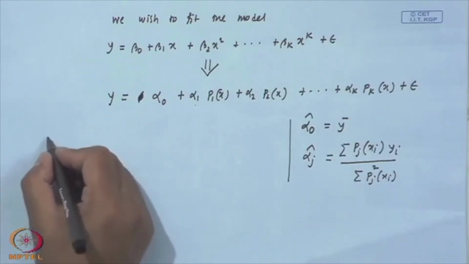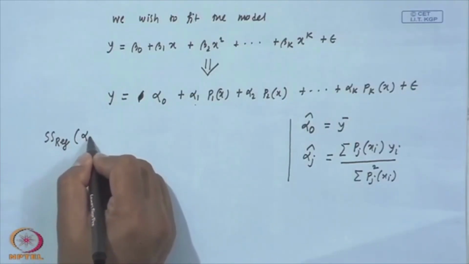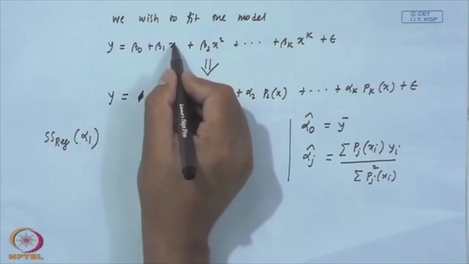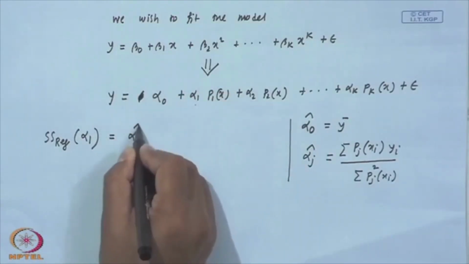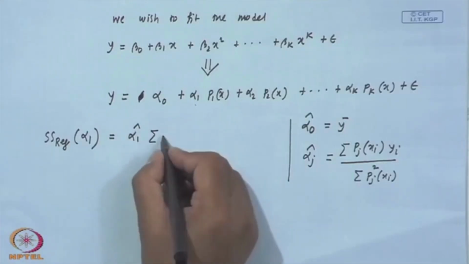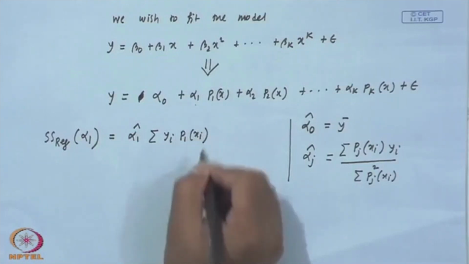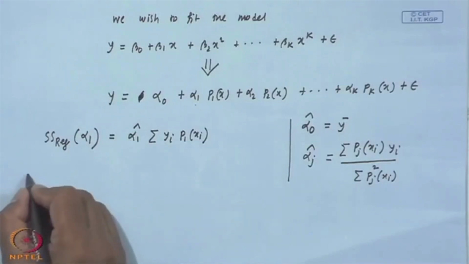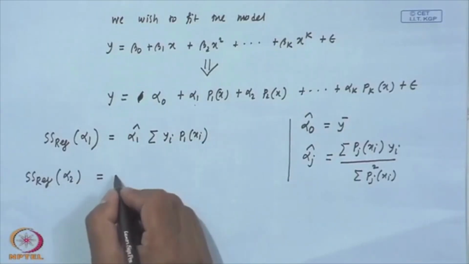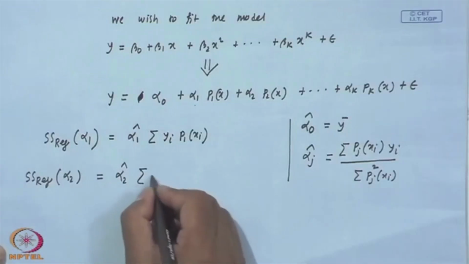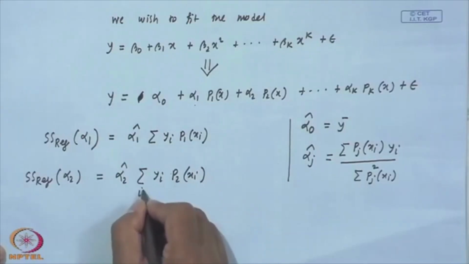Let me just write down that you also know that the SS regression due to alpha 1, that is the contribution of the first order term in the polynomial, is equal to alpha 1 hat times the sum over y I p 1 x I. And similarly, SS regression due to alpha 2 is equal to alpha 2 hat times the sum over I of y I p 2 x I, for I equal to 1 to n.